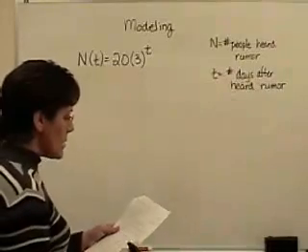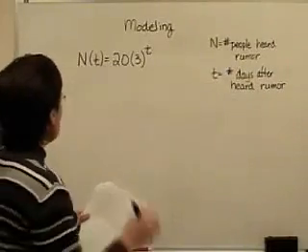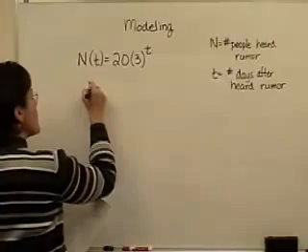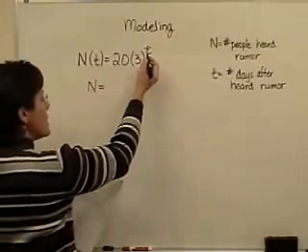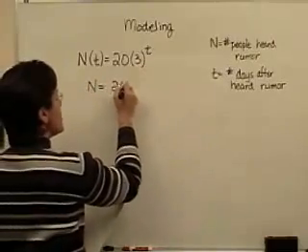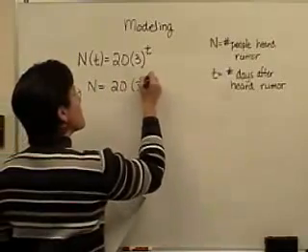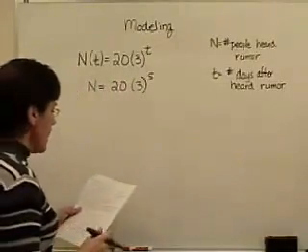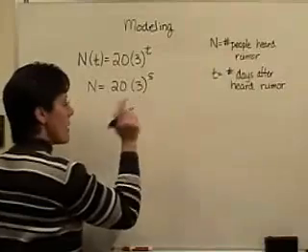And in that part where they ask you to find how many people, N, I'm going to write that down here. And given that I substitute 5 days in for T, all I want you to do here is to take 3 to the 5th power, following order of operations.